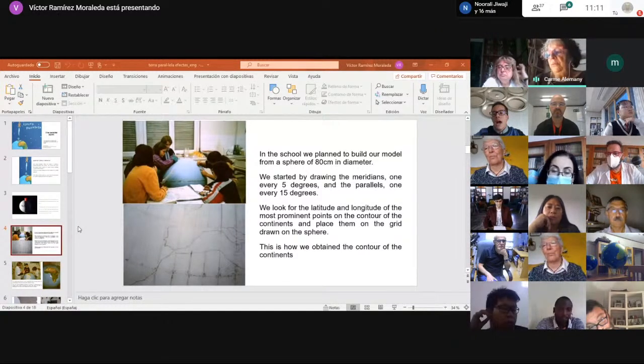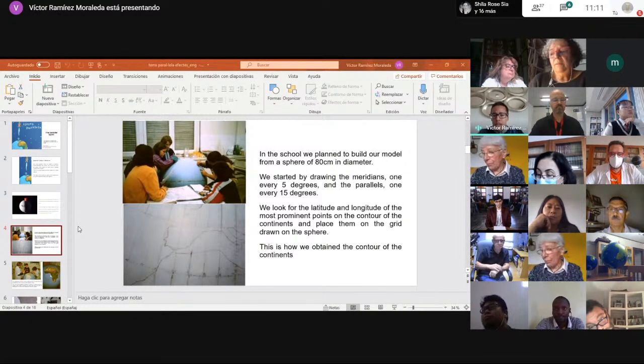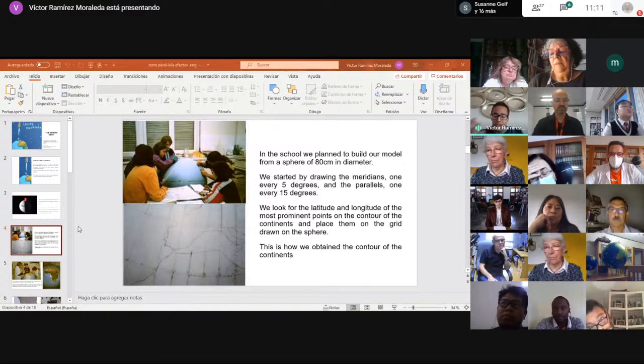At first, our Earth spheres were too little, and it was difficult for the students to see these effects on these small spheres.